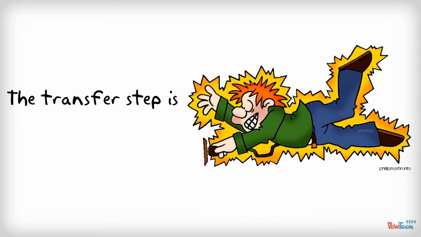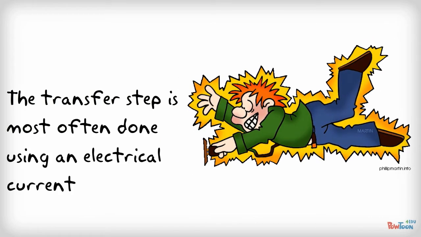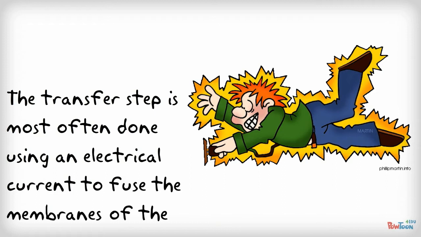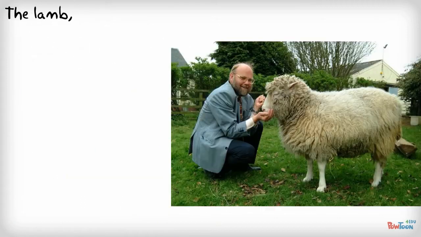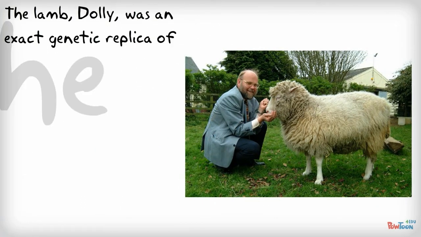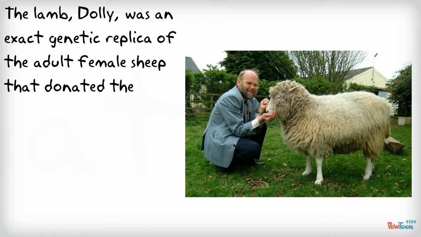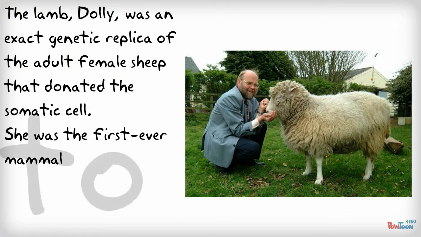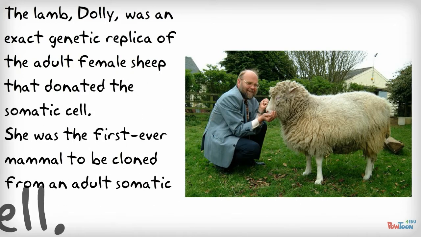The transfer step is most often done using an electrical current to fuse the membranes of the egg and the somatic cell. The lamb, Dolly, was an exact genetic replica of the adult female sheep that donated the somatic cell. She was the first ever mammal to be cloned from an adult somatic cell.